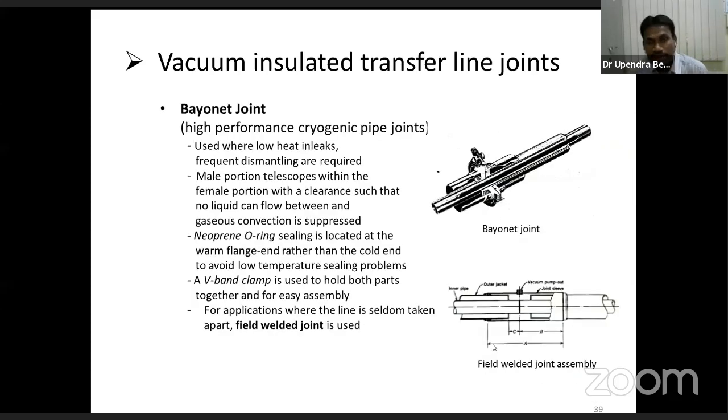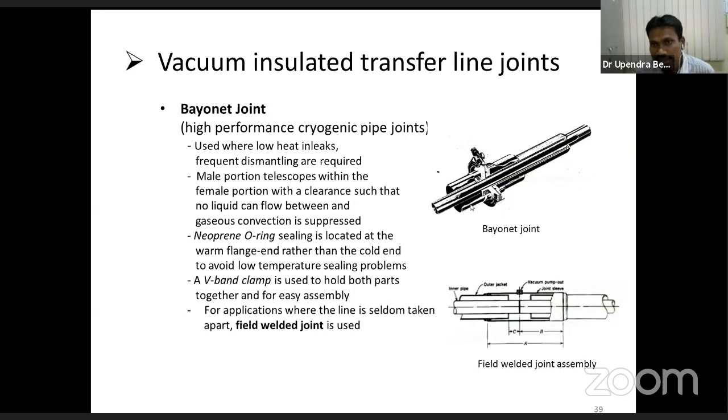Then the V-band joint, this is a high performance cryogenic pipe joint, used where low heat inlets are required, and where you frequently have to disassemble the lines, long lines, when they need to be separated. This type of joint is very efficient for cryogenic application.